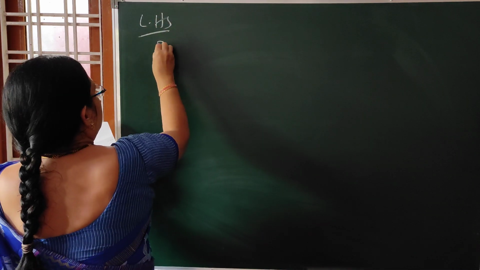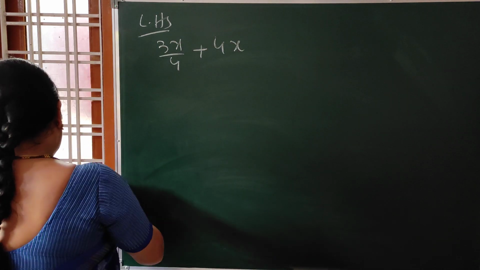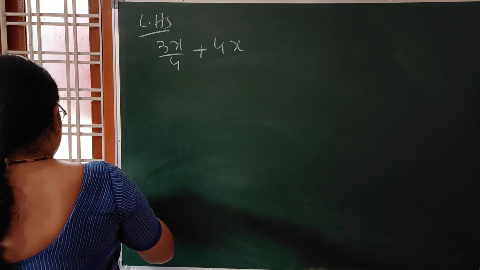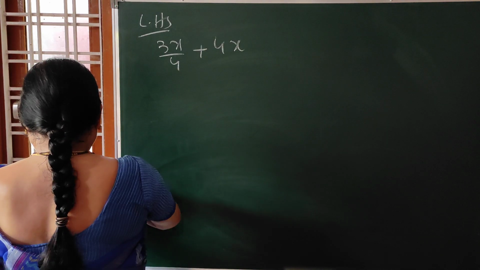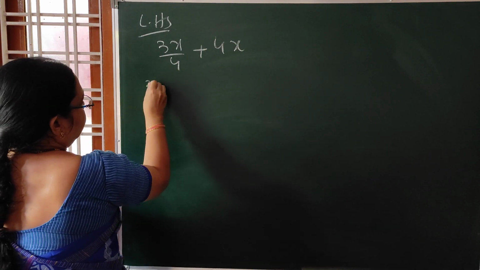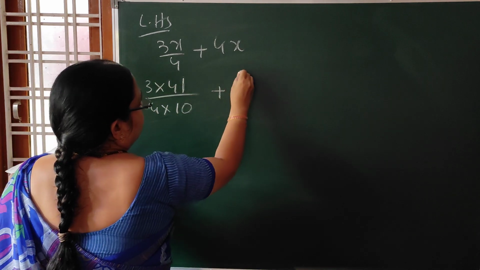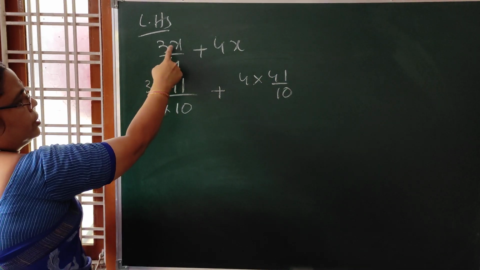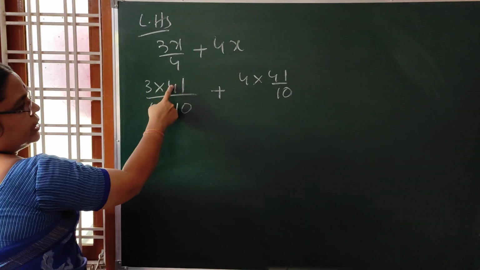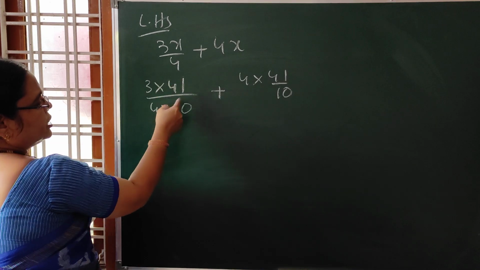LHS, what is given? 3x by 4 plus 4x. LHS you are given 3x by 4 plus 4x. So 41 by 10 you got. 3 into 41 by 4 into 10 plus 4 into 41 by 10. 3 into x, 3 into x is 41 by 10. Already you have 4 here. So 4 into 10.